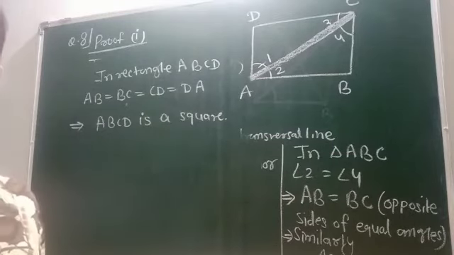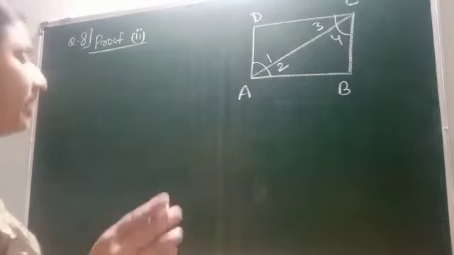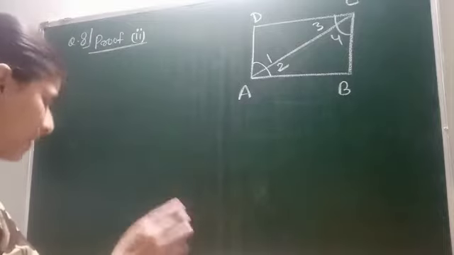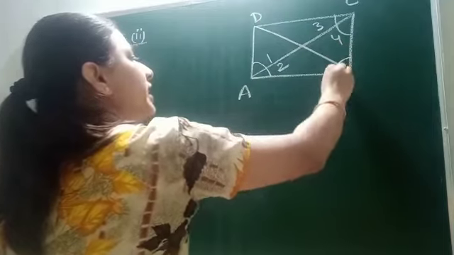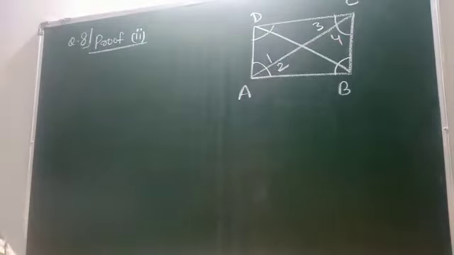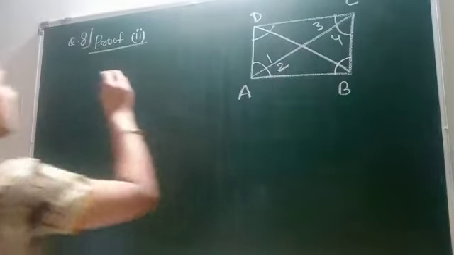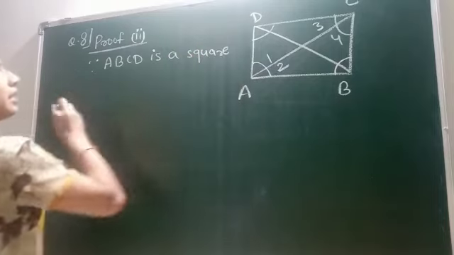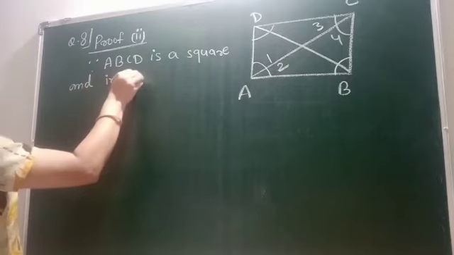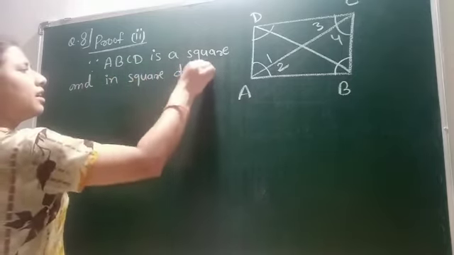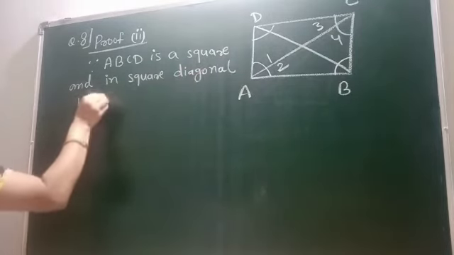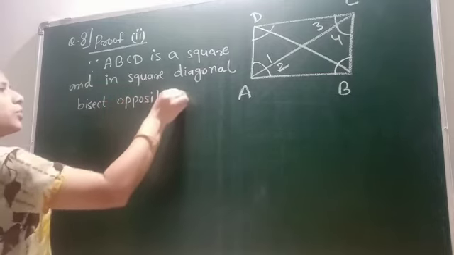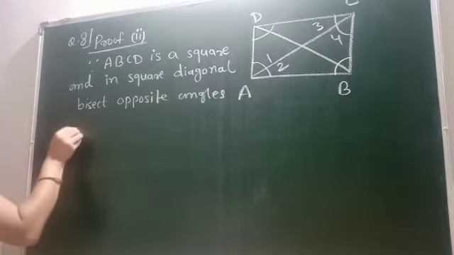Now we will prove second part. In second part, we have to prove diagonal BD bisects angle B as well as angle D. This diagonal BD bisects angle B as well as angle D. Students, since ABCD is a square as we proved in first part, and in square diagonals bisect opposite angles, since ABCD is a square and in square diagonal bisects opposite angles.